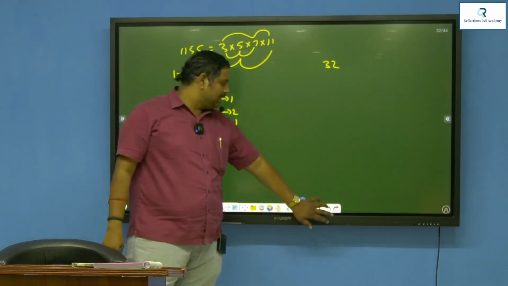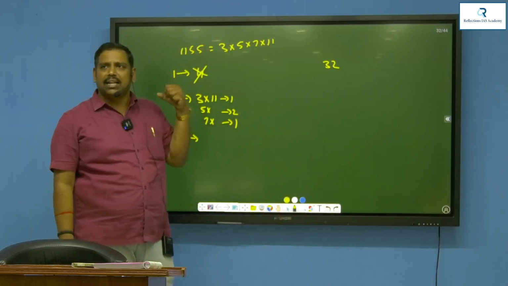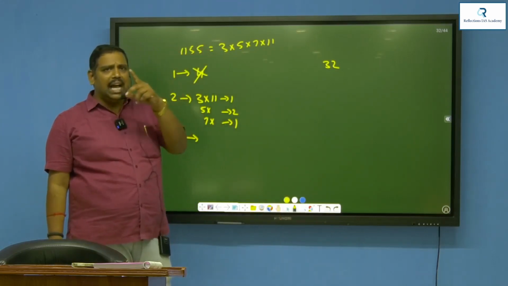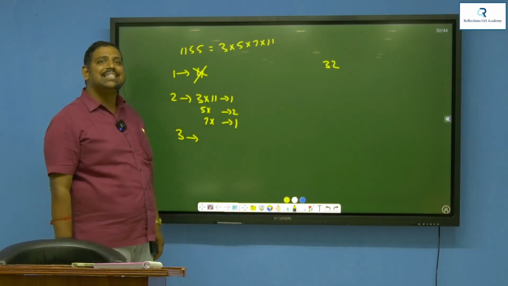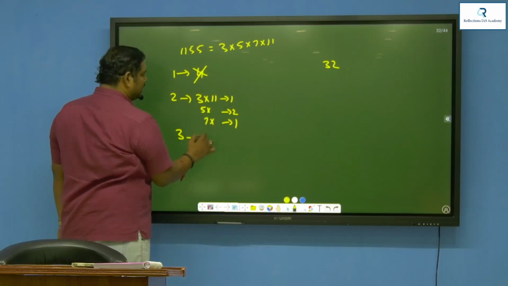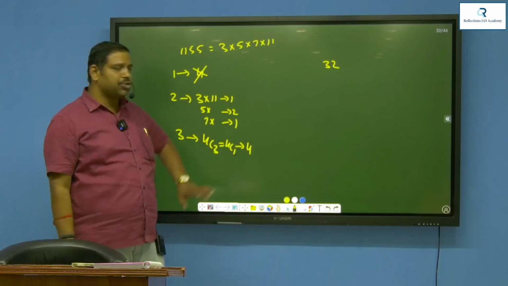Or else, okay, 3 I have to take. 3 I have to select. Yes or no? 3 I have to select. Selection means combination. Combination means nCr I have to use. Okay. 4 means 4C3. 4C3 is equal to 4C1. So it will be how much? 4. Okay. 3 if I take, you will get this much.